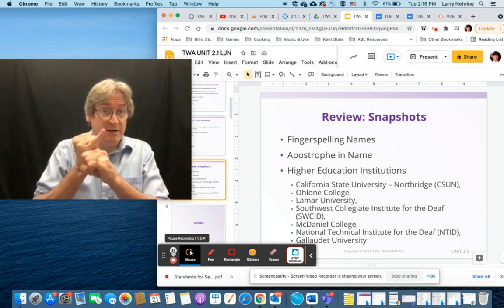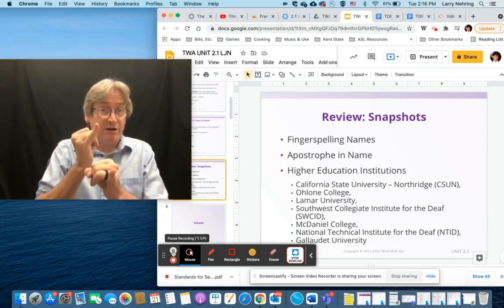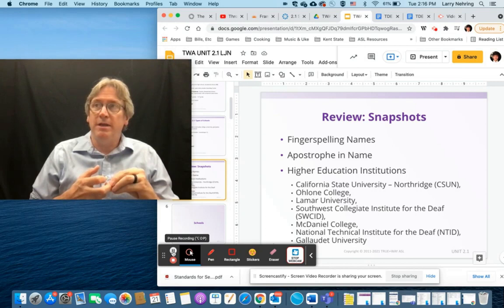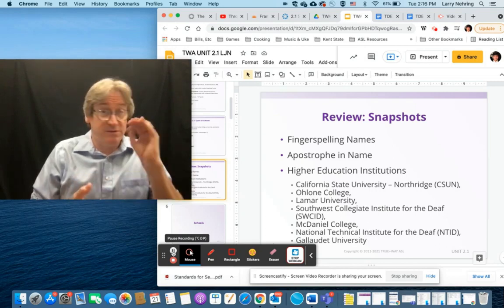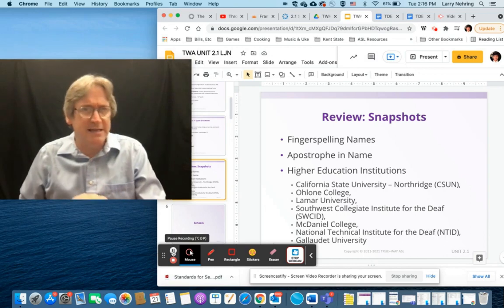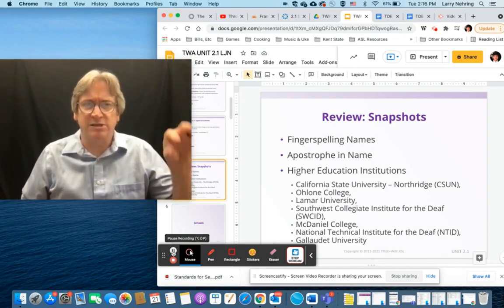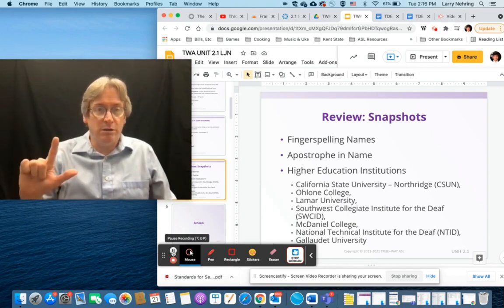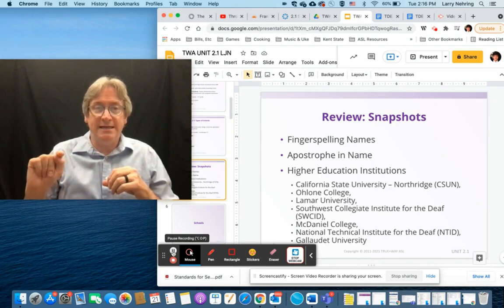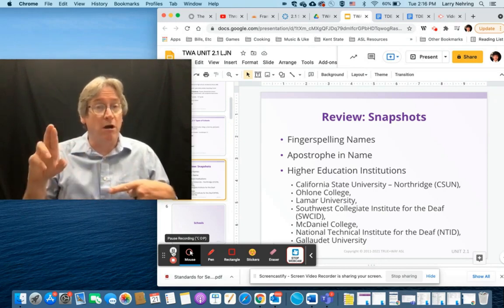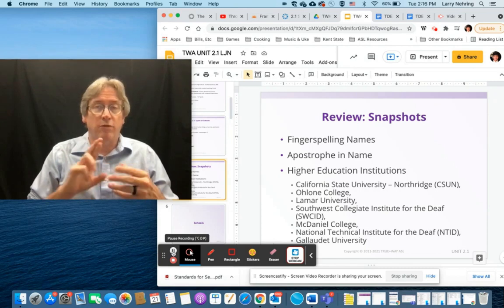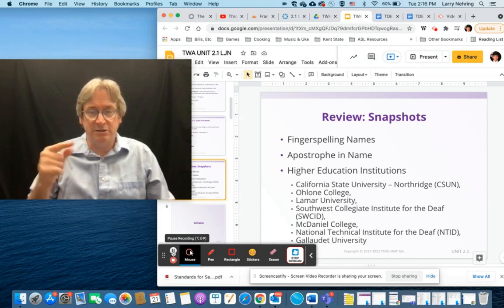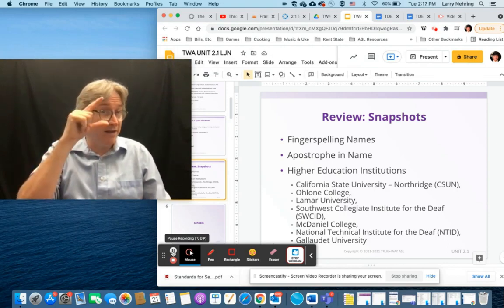Institute, we normally see this as the sign. It's school, but with the letter I. Now, it looks initialized. What it is, it's used to refer to a school for the deaf, specifically for the deaf, and we will get to that when we're talking about secondary, different styles of secondary class or schools. McDaniel College, NTID, and that's part of RIT, Rochester Institute of Technology. And then there's Gallaudet, and the sign name for Gallaudet is this.